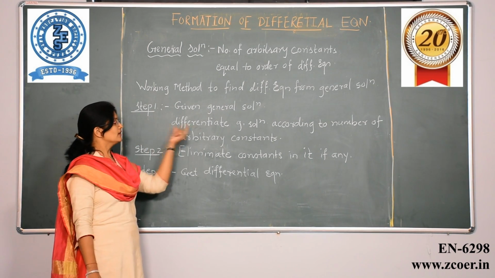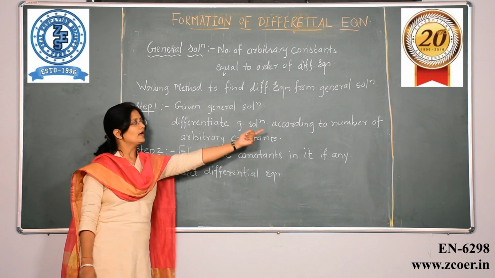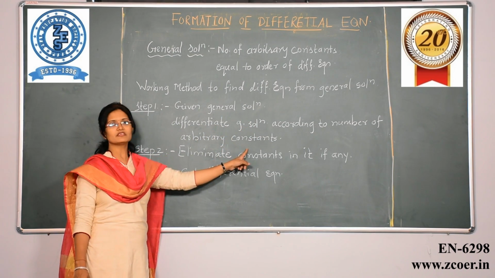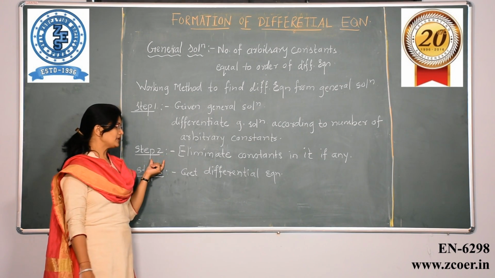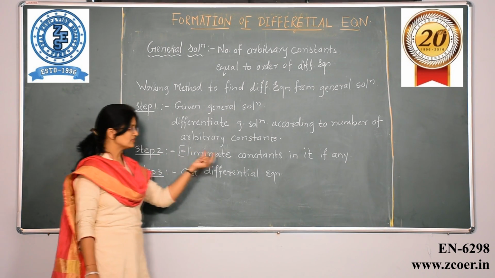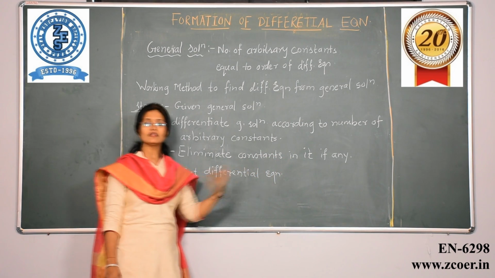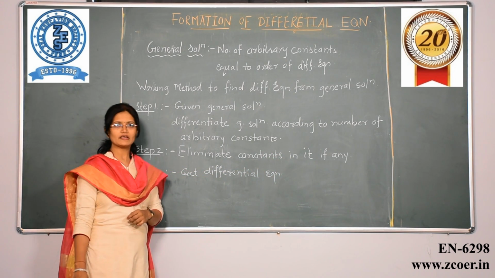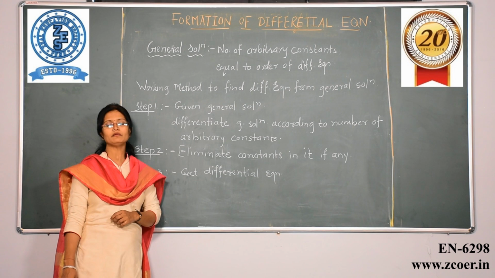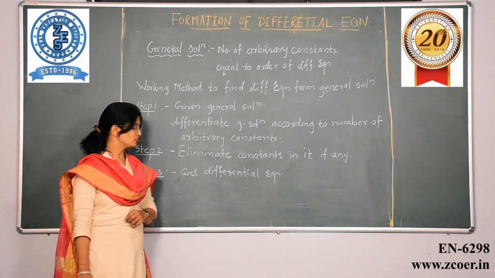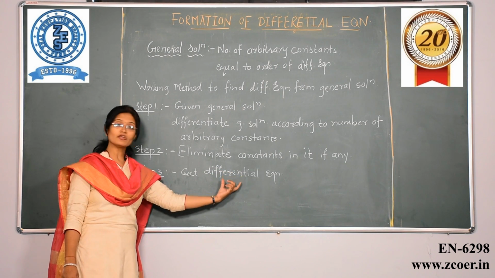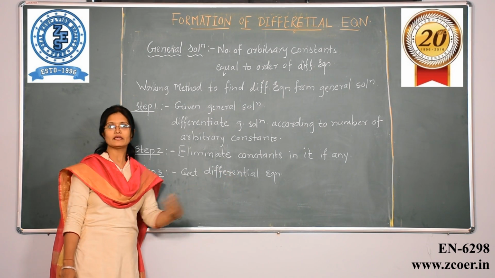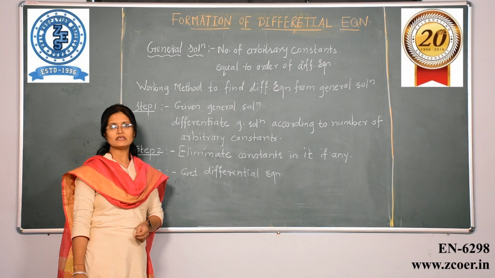So the first step is to differentiate the general solution according to the number of arbitrary constants present in it. The second step is to eliminate the constant in it, if any. Other than the arbitrary constants, if you have any other constants, then you have to eliminate them by substitution. And finally, we have to get the differential equation which does not contain the arbitrary constant in it.